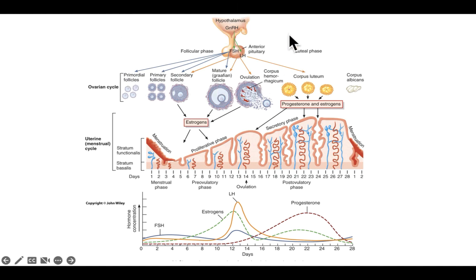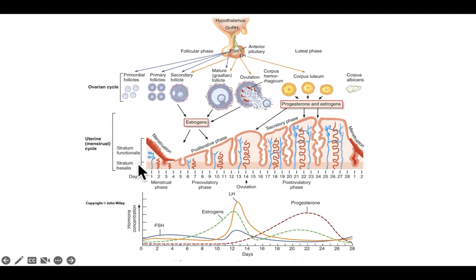Up here we have your hypothalamus and anterior pituitary producing FSH and LH. Down here we have that graph of the big four. We have FSH in blue, LH in orange, estrogen in the dashed green line, and progesterone in the dashed purple line. So these are the hormone levels down here. This upper row is the ovarian cycle. So these are the events that occur in the ovary, which is basically the follicles we're looking at. And then here is the lining of the uterus. So this is going to be the uterine cycle.